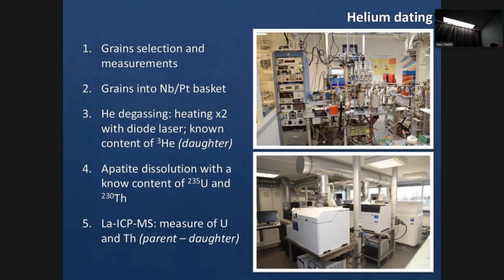But when you finally do it, you send it to a machine where you do helium degassing. You heat your apatite enough to be sure that all the helium is degassed, and then you measure how much helium you have inside. So again, you know how much daughter you have inside your apatite. And then to know how much uranium and thorium you have, you dissolve your apatite in a solution and measure it in the ICP-MS. So the calculation is a bit more complicated because uranium and thorium both decay releasing helium, but it's quite routine now.